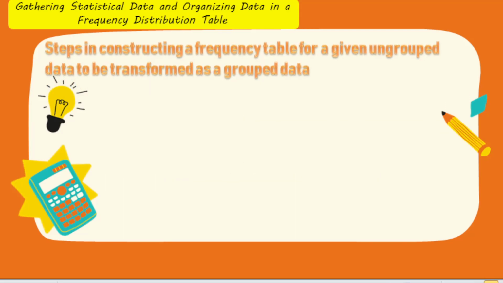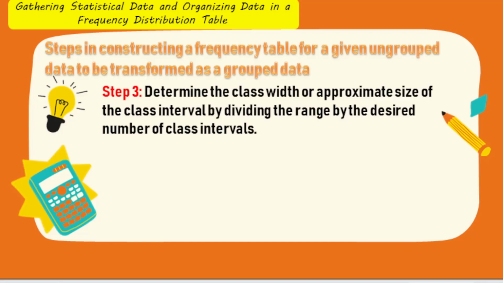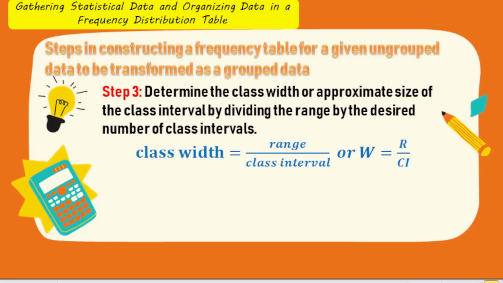Steps in constructing a frequency table, given. So, to recap. Step 3, determine the class width or approximate size of the class interval by dividing the range by the desired number of class intervals. So again, class width is range over class interval, or W is equal to R over CI.